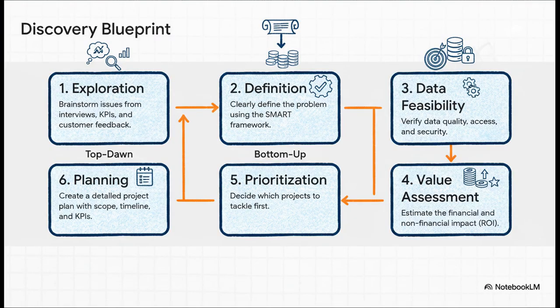It all starts with exploration, just talking to people, brainstorming, digging into reports. Then comes definition, where you get super clear on what the problem actually is. Next, and this is crucial, you do a data feasibility check. This is your reality check. Do we even have the data for this? After that, you assess the value, trying to estimate the potential ROI. Once you have a list of valuable, feasible ideas, you move to prioritization. And finally, you create a detailed plan for the project that makes the cut.